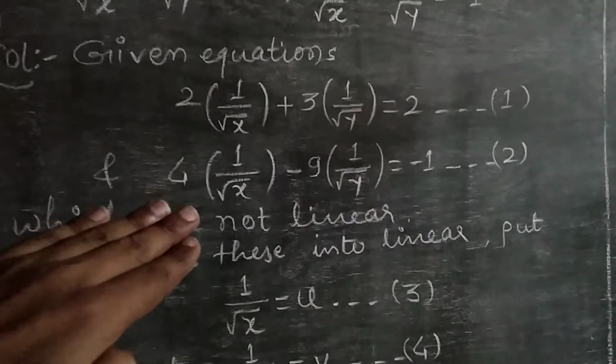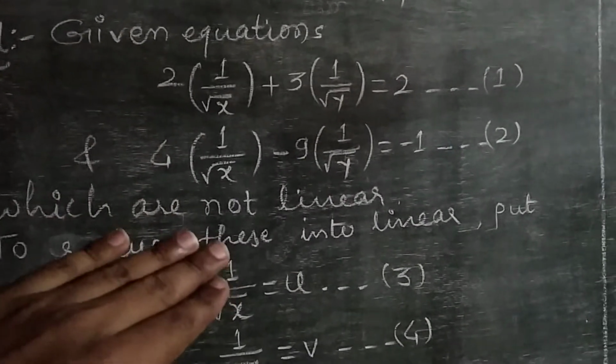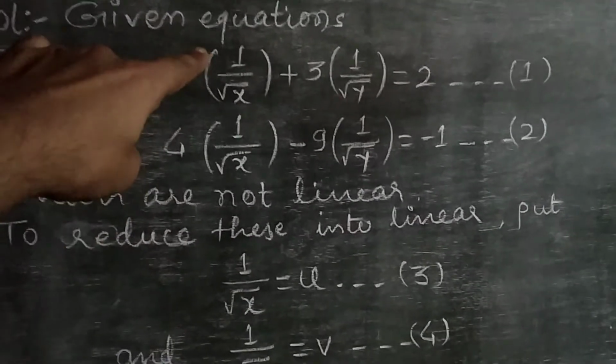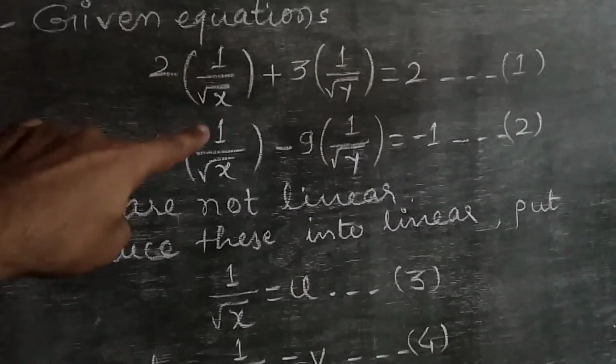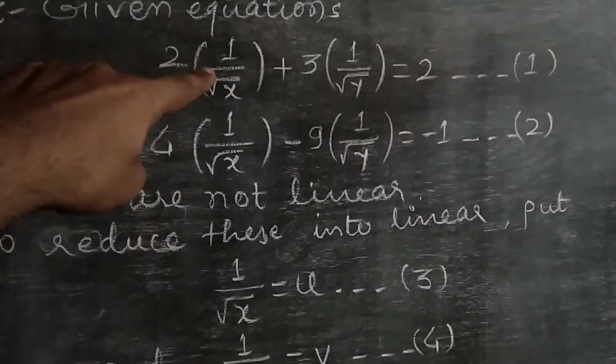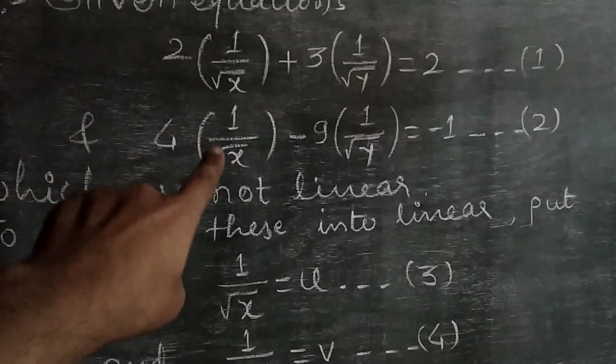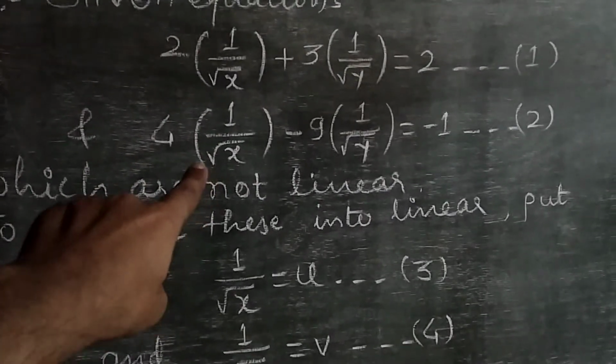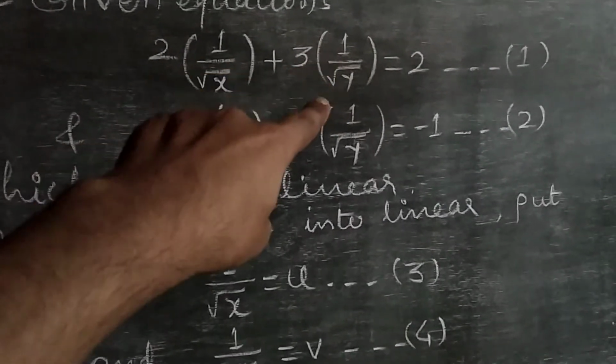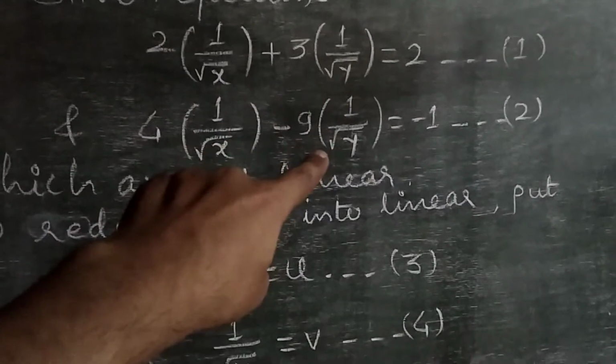So how will we convert them into linear equations? Remember this concept: in both the equations the pattern of the variable should be the same. Look here, it is 1 upon root x in the first equation, 1 upon root x in the second equation. And 1 upon root y in the first equation, 1 upon root y in the second equation.